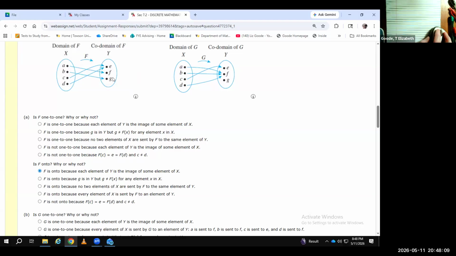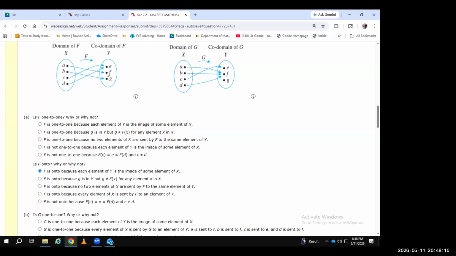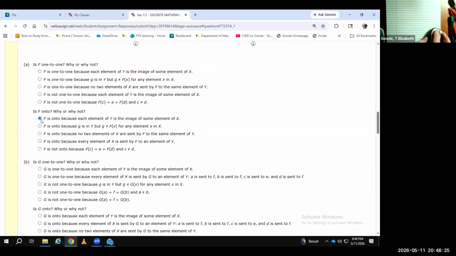And what about G? Is it the image of an element of X? B. Yeah. So f is the image of A, and then E is the image of C and D. So every element in Y is the image of some element of X, hit by an arrow. That's what it means to be onto. This other thing is what it means to be a function.